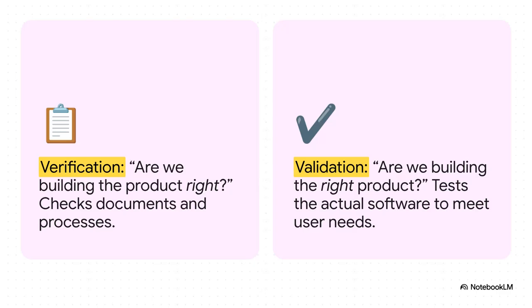This whole philosophy really boils down to two key questions. On the left side of the V, we have verification, which asks, are we building the product right? This is all about checking the blueprints, the plans, the documents. Then on the right side, we have validation, which asks, are we building the right product? This is where you test the final result to make sure it actually solves the real problem for the customer.